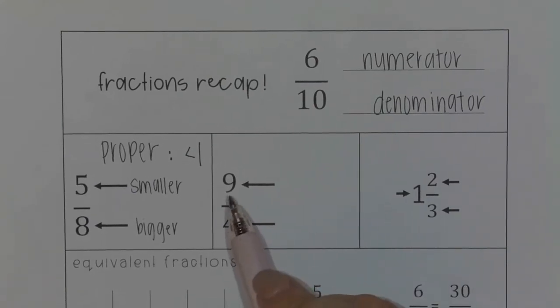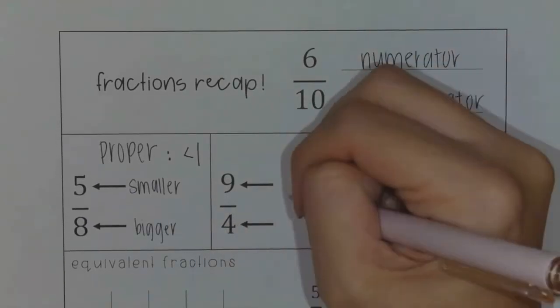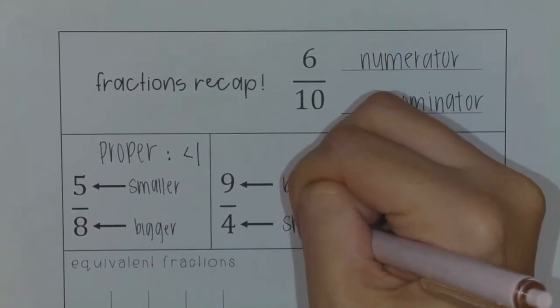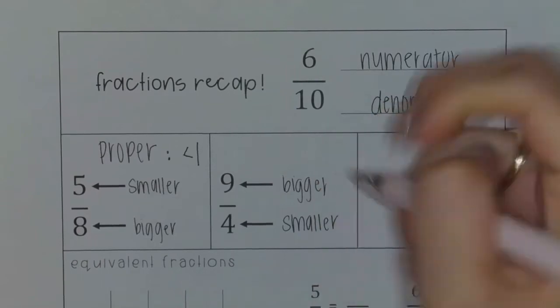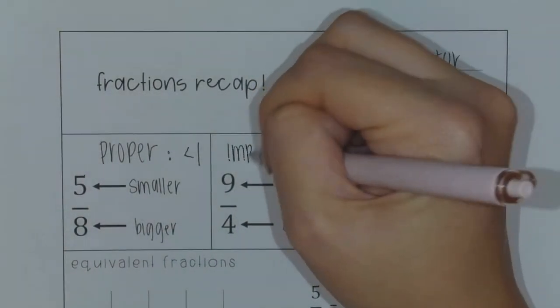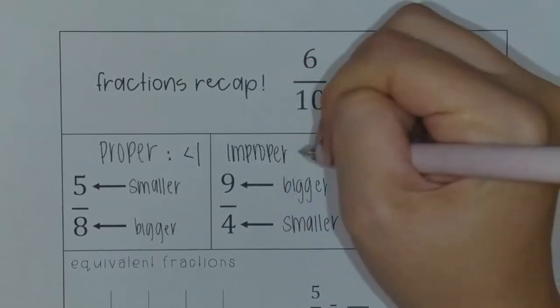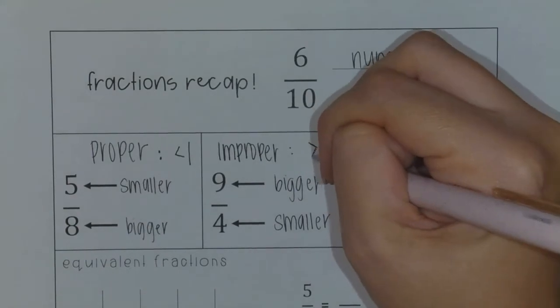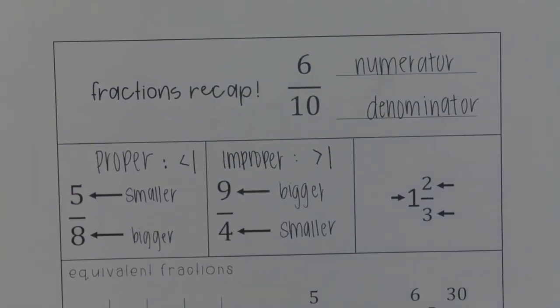So then if I look at the next fraction, which is 9/4, this time I notice that my numerator is bigger and my denominator is smaller. So this time it's kind of flipped from a proper fraction. This is what we call an improper fraction. Now, improper fractions are always going to be fractions that are greater than 1. So that means there is one whole amount hiding somewhere in this improper fraction.